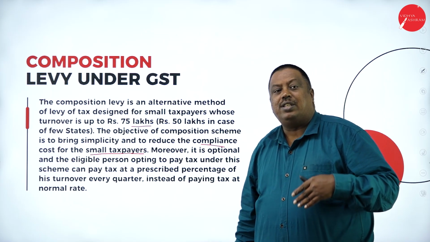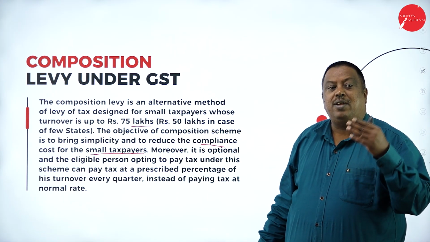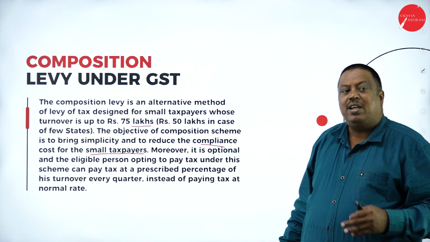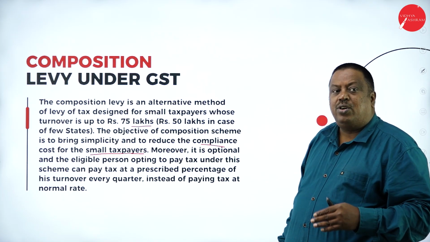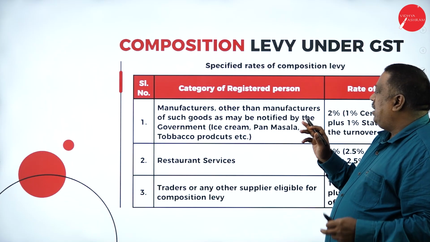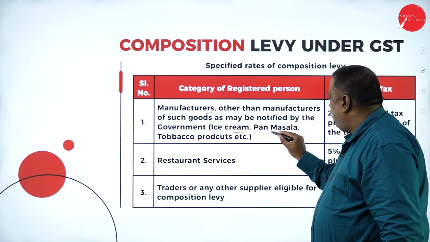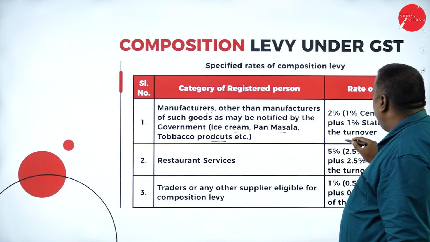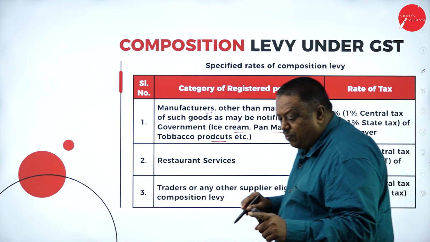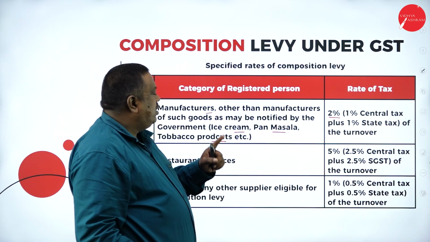They're saying that if your turnover is not above 75 lakhs, instead of opting for the normal scheme, you can opt for the composition scheme, where the tax you pay will be very low compared to any other tax concept we have. For example, what are the tax rates for manufacturers of ice cream, pan masala, tobacco products? For them, the composition rate is 2%, 1% for CGST and 1% for SGST on turnover.